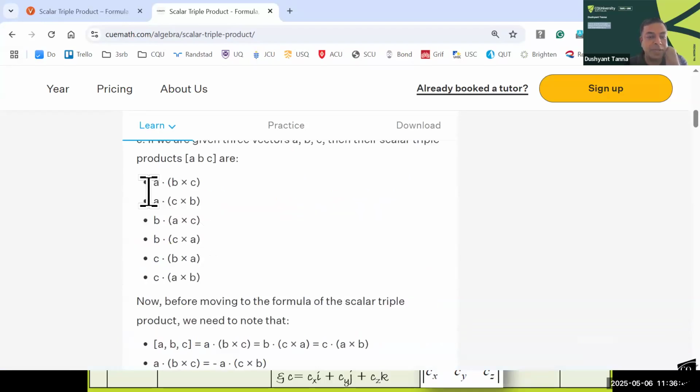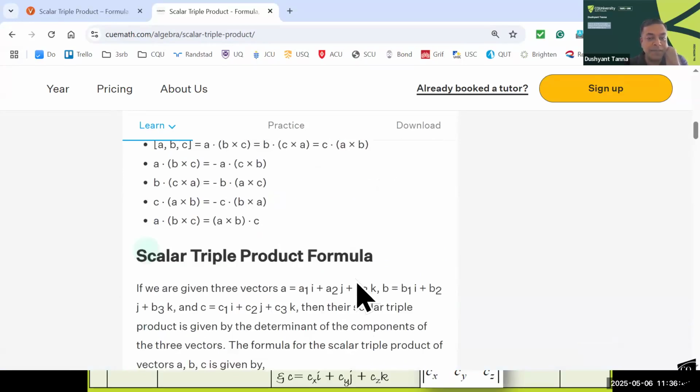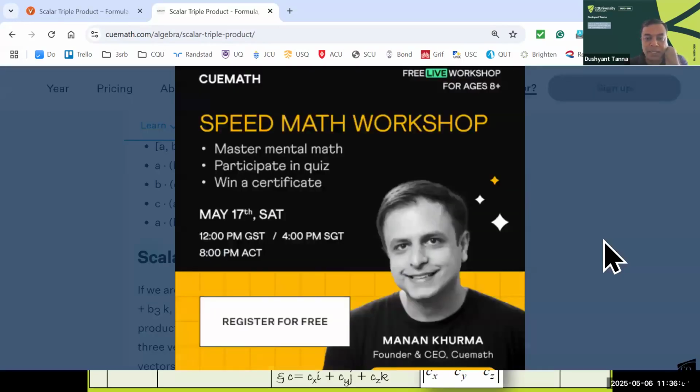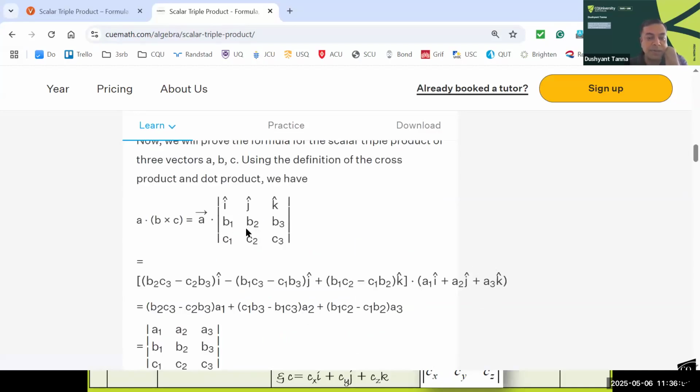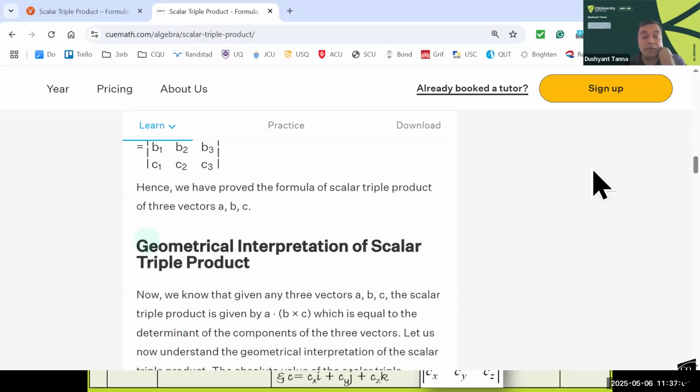And similarly how you implement that, the same as all of this, right? And then there is this formula, and the determinant form way of writing it, and the geometrical interpretation. That's more important. That's the reason why I'm bringing it on the screen.